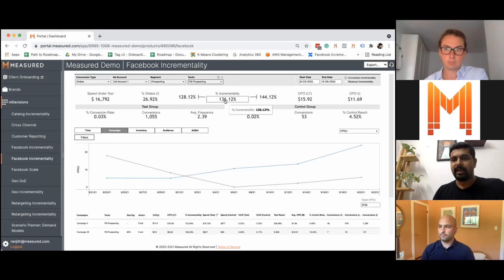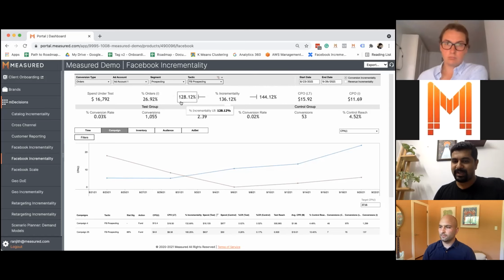What does that mean? It means that based on your Facebook platform reported number, the last touch CPO, the cost for one conversion is $15.92. But based on the incrementality testing, what it unveils is you'll only spend $11.69 for a transaction, right? That's the insight here.